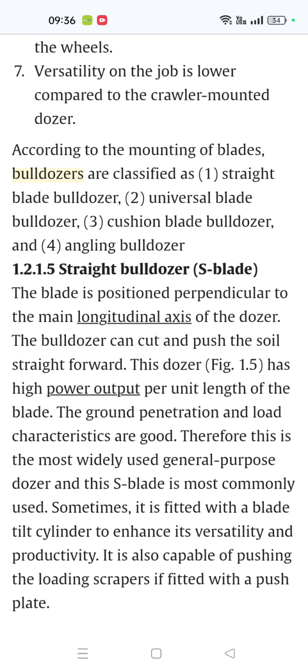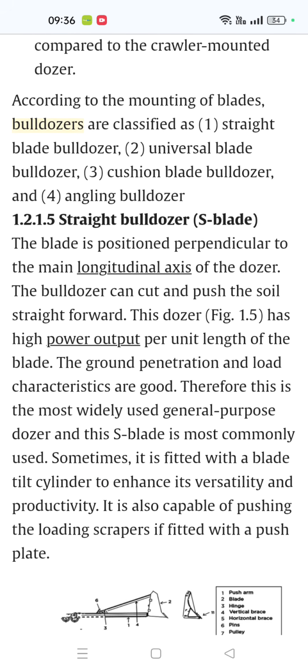According to the mounting of blades, bulldozers are classified as: 1. Straight blade bulldozer, 2. Universal blade bulldozer, 3. Cushion blade bulldozer, and 4. Angling bulldozer.